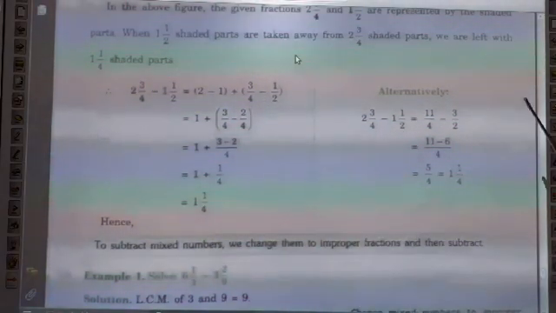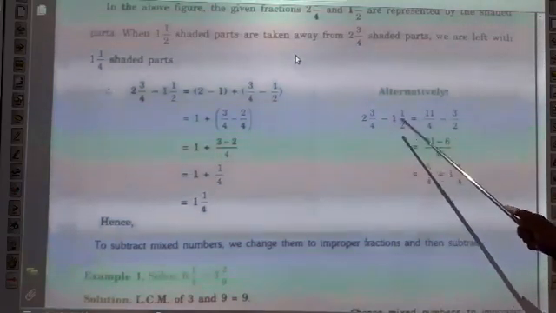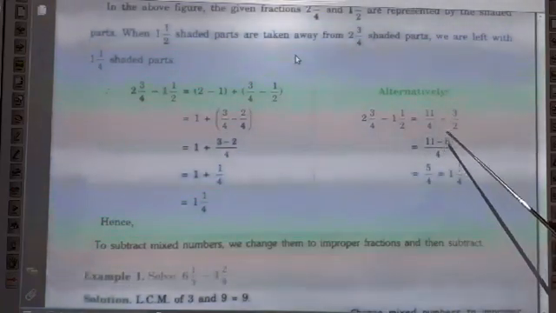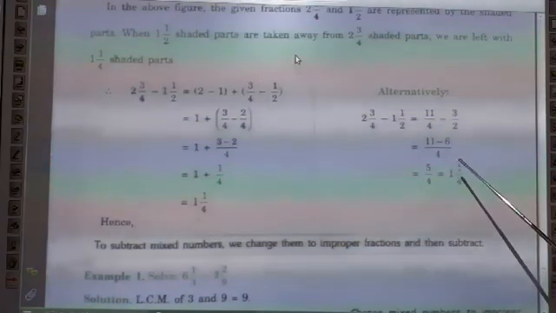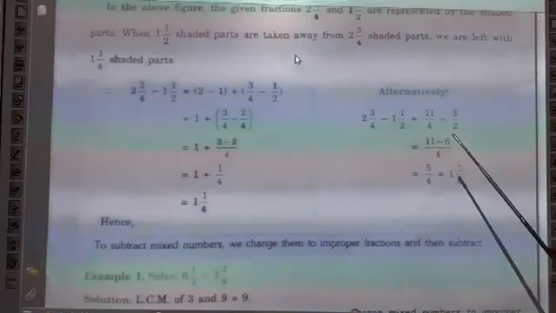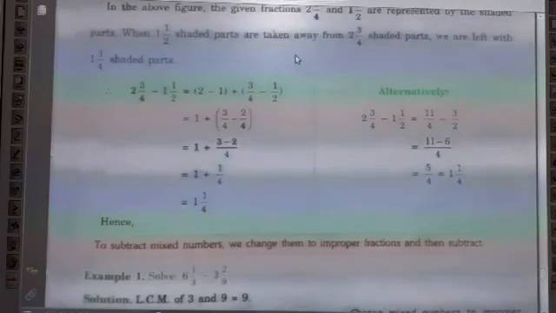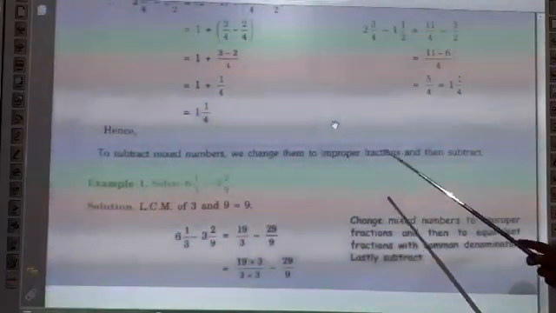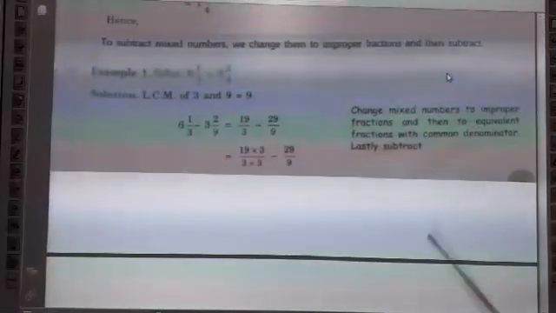Now alternative method, show the board. 2 3 by 4 minus 1 1 by 2. 4 2s are 8 plus 3 is 11 upon 4, minus 2 1s are 2 plus 1 is 3 by 2. LCM is 4. 11 minus 6 upon 4 is equal to 5 upon 4. Mixed fraction is 1 1 by 4. To subtract mixed numbers, we change them to improper fractions and then subtract.